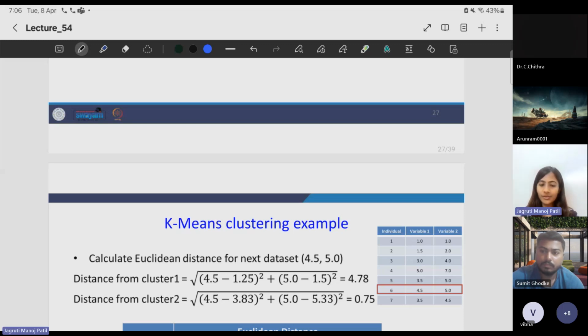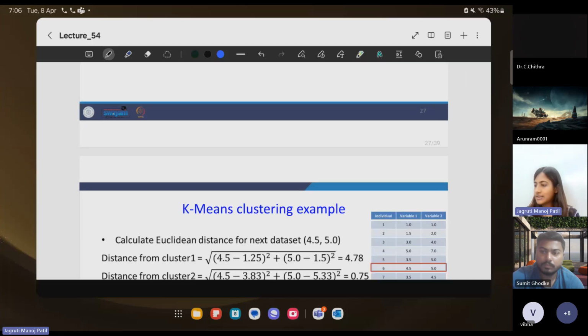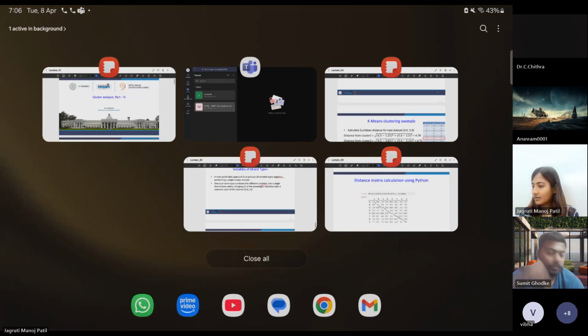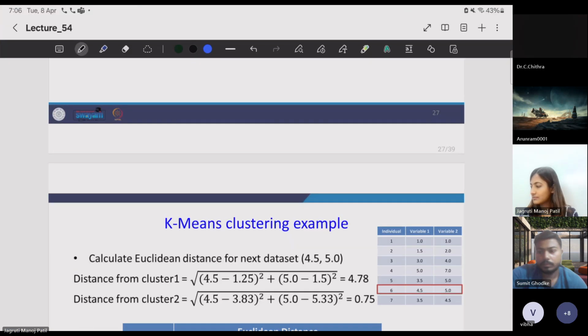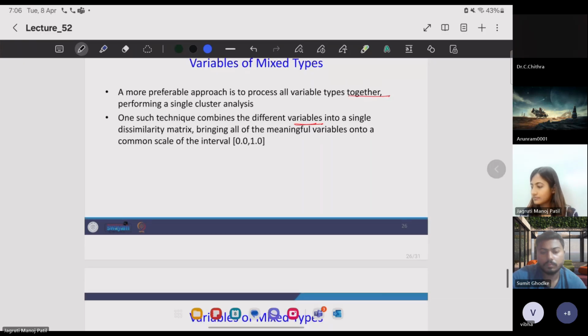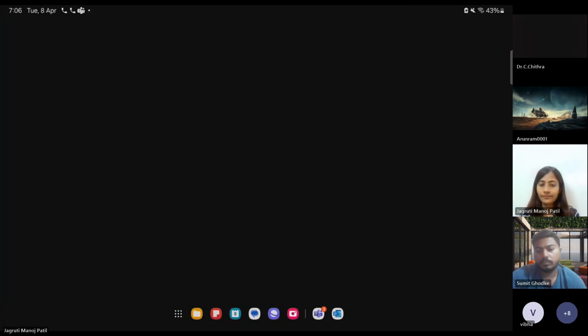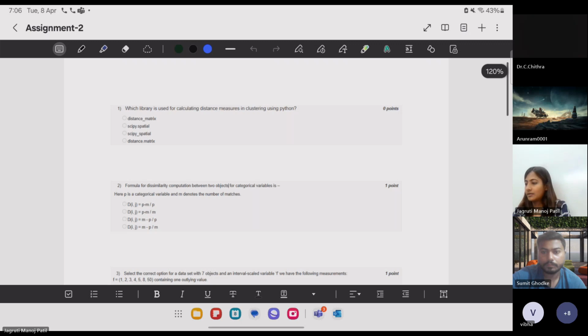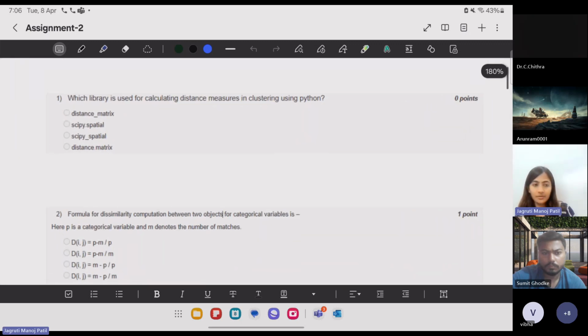Okay, so if there are no further doubts, we can go to the assignments. Yes, where did it go? Okay, this is visible to all of you.